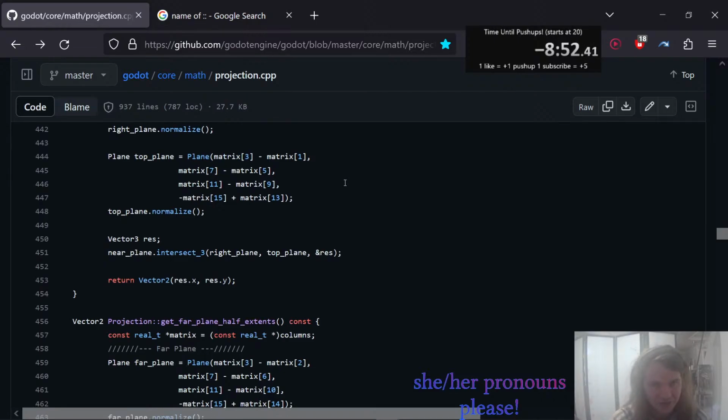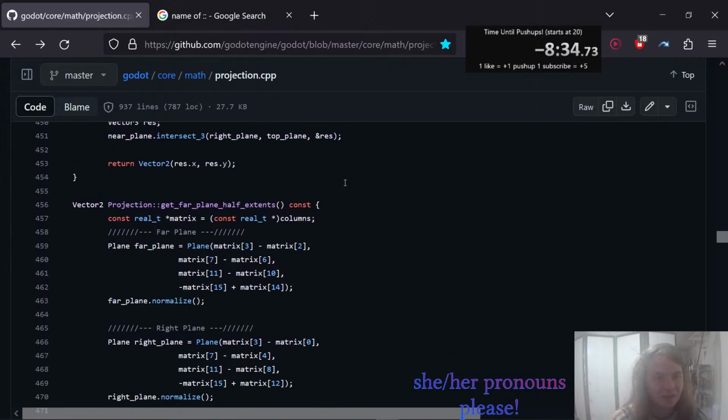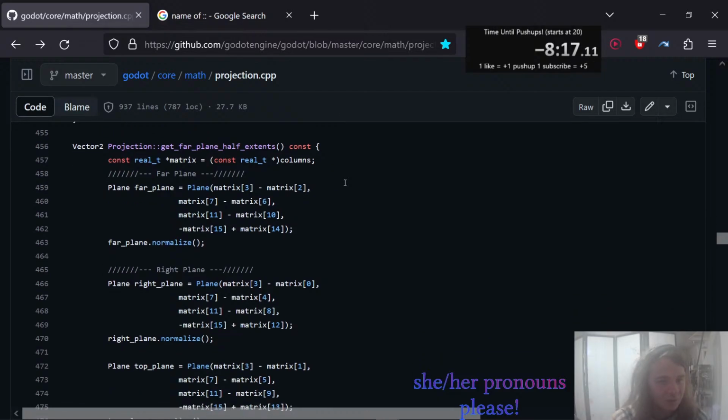Plane top plane equals plane matrix of 3 minus matrix of 1, matrix of 7 minus matrix of 5, matrix of 11 minus matrix of 9, minus matrix of 15 plus matrix of 13, close parenthesis, semicolon. Top plane dot normalize. Vector 3 res. Near plane dot intersect 3, left paren, right underscore plane, comma, top underscore plane, comma, ampersand res, right paren, semicolon. Return vector 2 res.x, comma, res.y, semicolon, right curly.